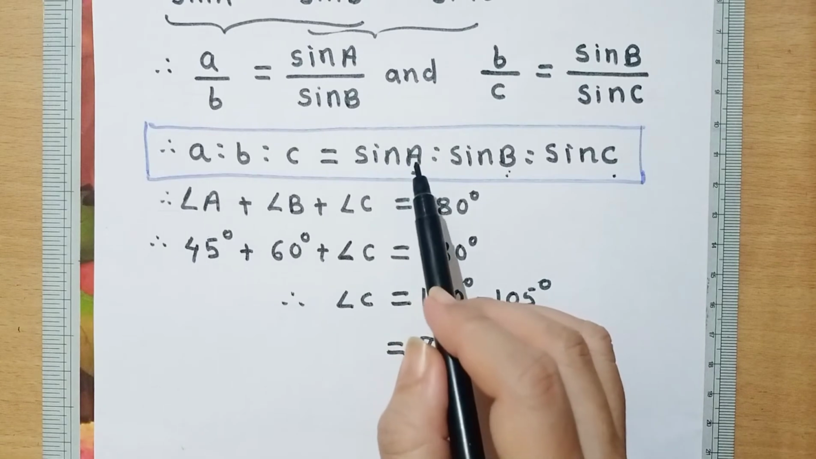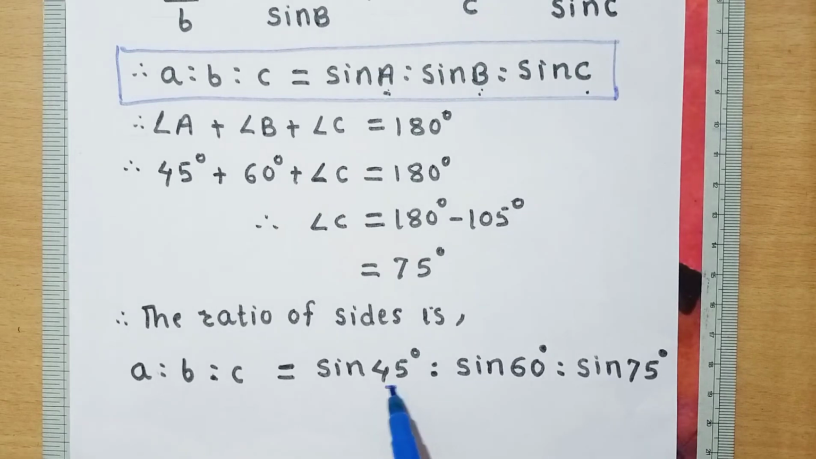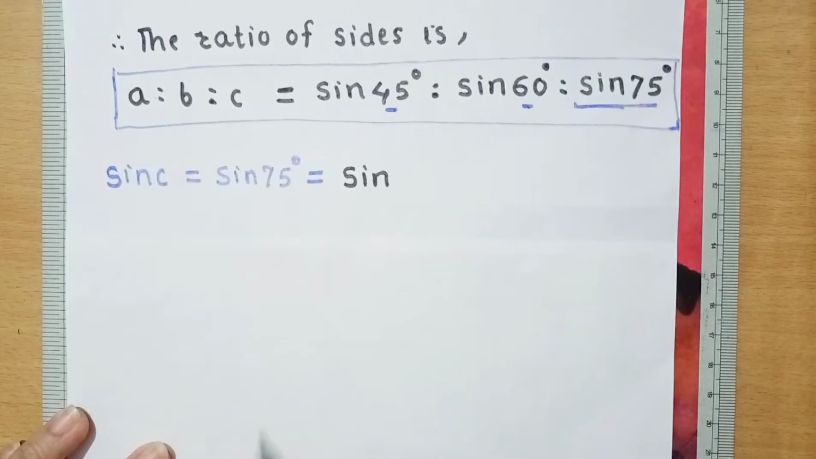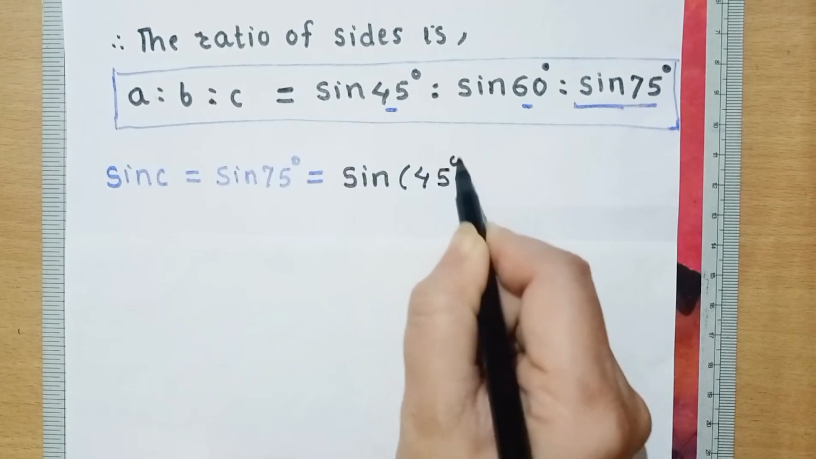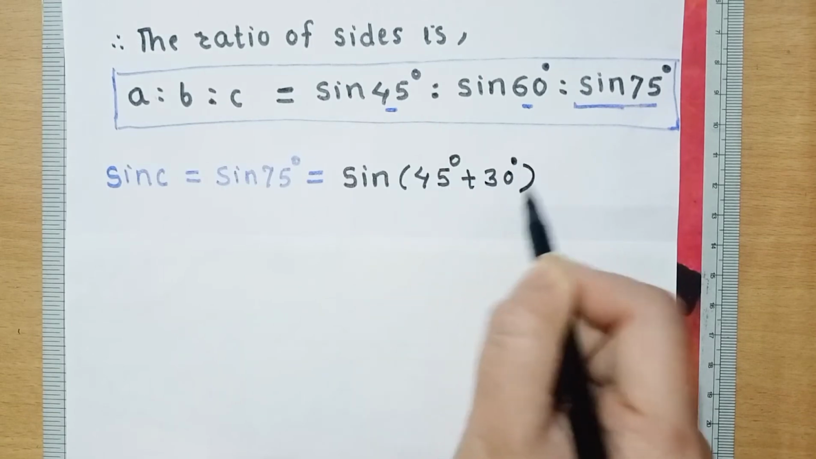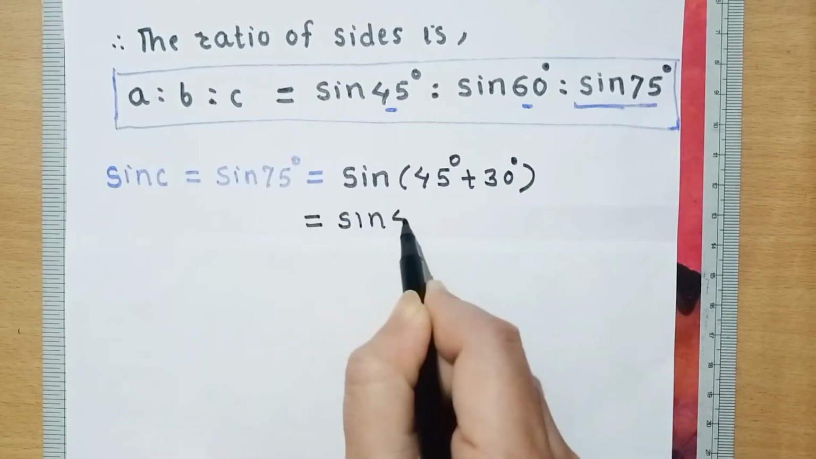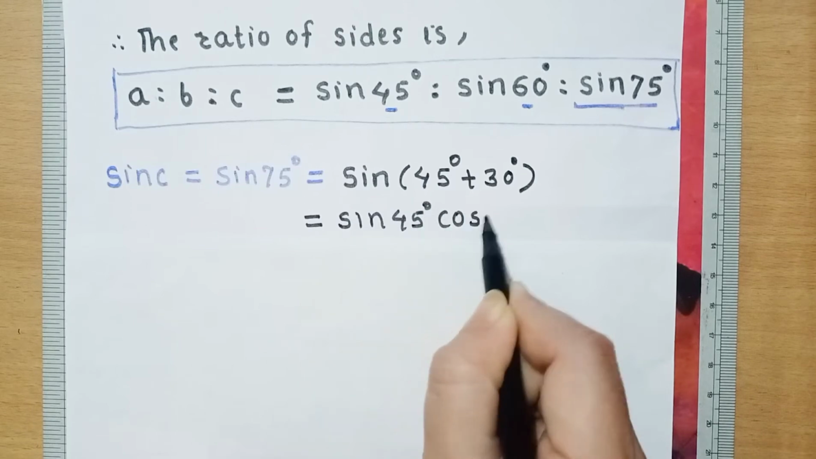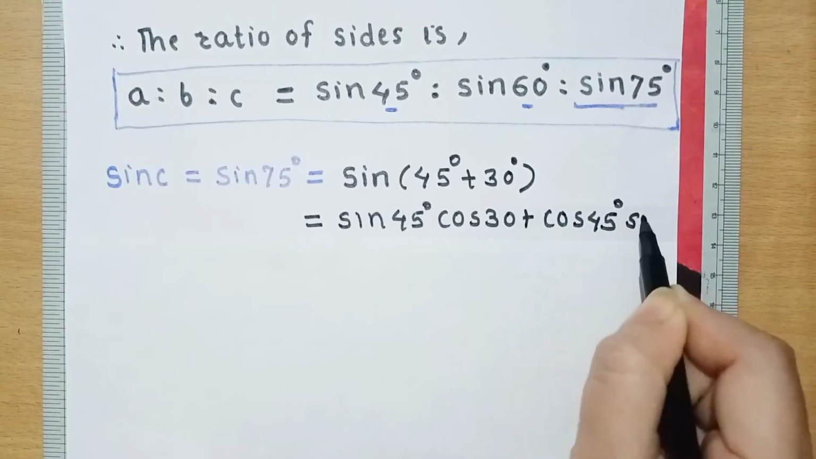So we will substitute angles A, B and C in this expression. Now look here, we know sine 45, we know sine 60, but we don't know what is sine 75. So first we will find out this value. So now we will split this 75 degree as 45 degree plus 30 degree, and here we will use sine of A plus B formula, and that is equal to sine A into cos B plus cos A into sine B.